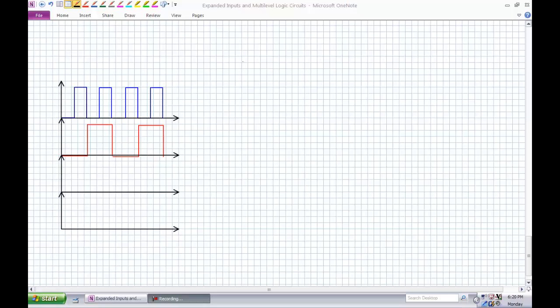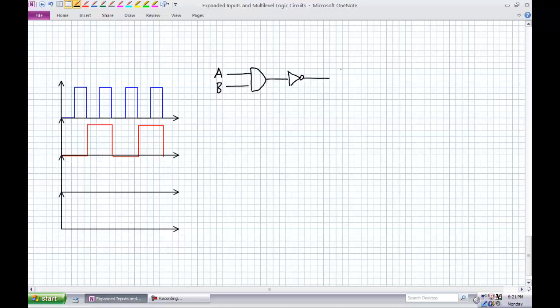First and foremost, we have been dealing with inputs and an output. A multi-level logic circuit is where the output of one stage is the input of the next. And the example that I'm going to use is just this guy, an AND gate, A and B. No problem thus far. Being fed into a NOT gate, an inverter. And there's my output X.